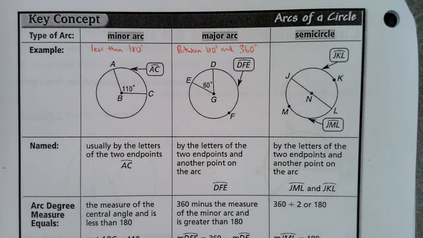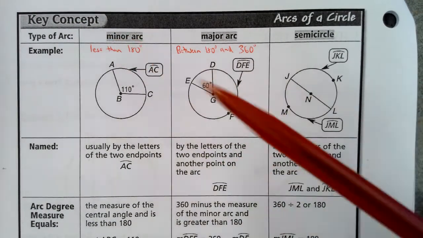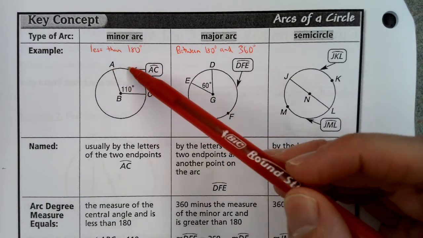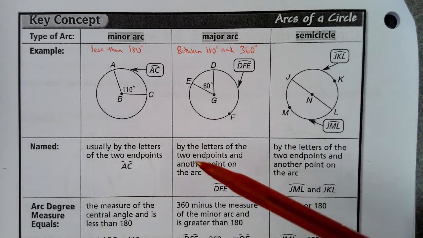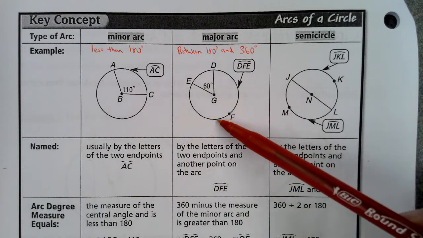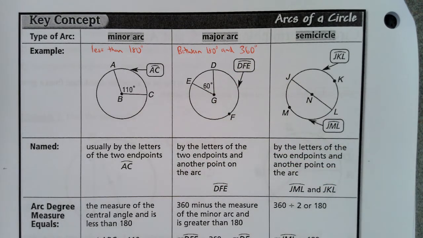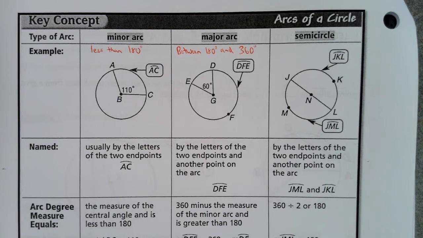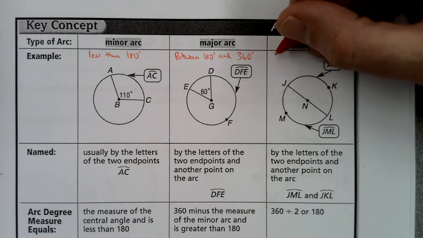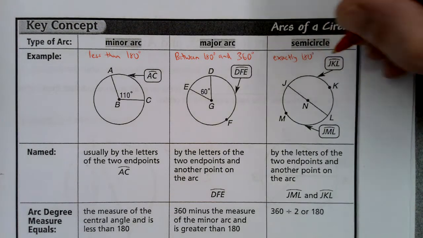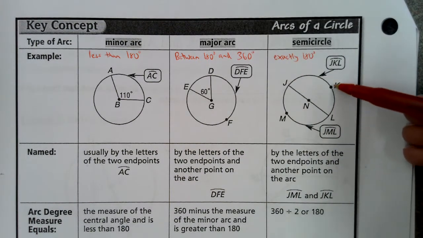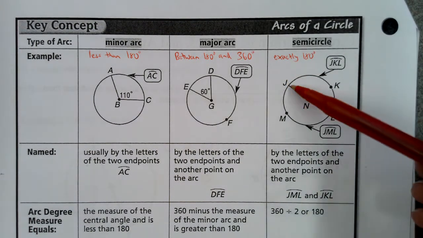So just to recap, going back to minor arcs are less than 180. For example, AC. Major arcs are between 180 and 360. For example, DFE. And then semicircles are exactly 180. So for example, JKL, you use three letters for these. Or JML.